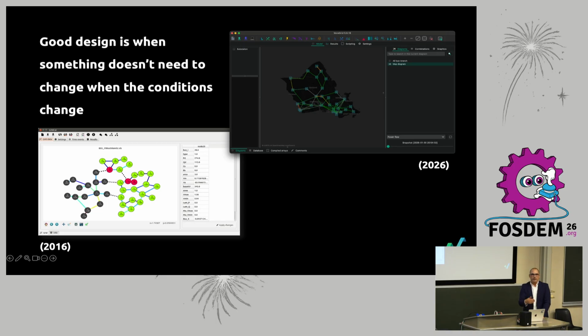This talk is about giving you tips on how to develop such tools so that they survive and eventually tackle the whole thing.